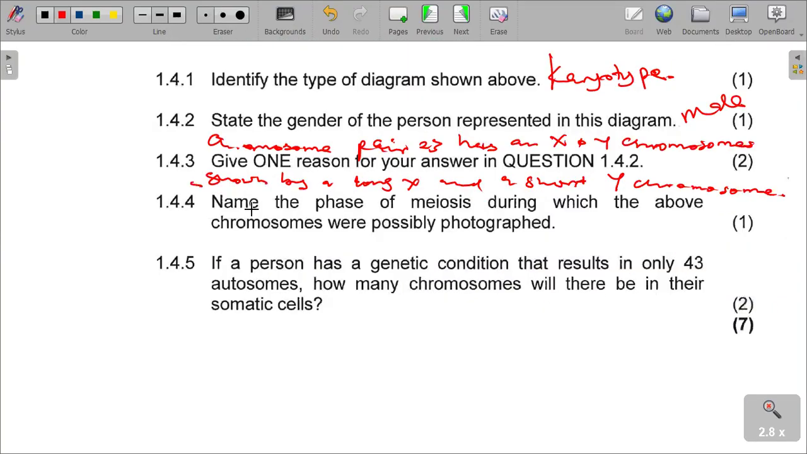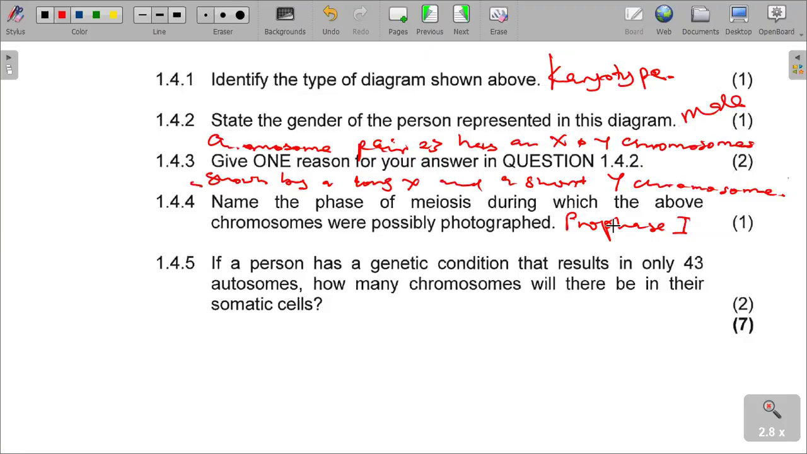Name the phase of meiosis during which the above chromosomes were possibly photographed. This can be prophase 1.